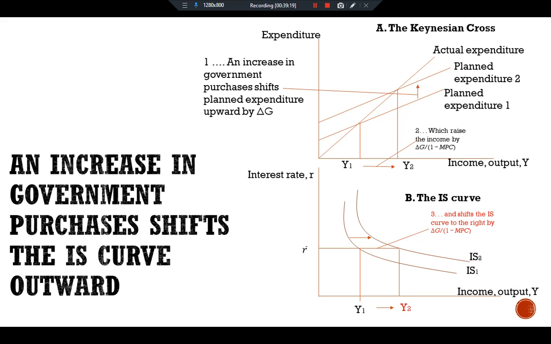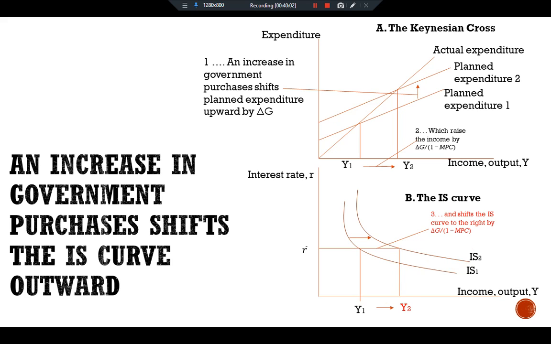Okay, let's conclude the discussion. In summary, the IS curve shows the combinations of interest rate and level of income that are consistent with equilibrium in the market for goods and services. The IS curve is drawn for a given fiscal policy. Changes in fiscal policy that raise the demand for goods and services shift the IS curve rightward. Changes in fiscal policy that reduce the demand for goods and services shift the IS curve leftward. So this is all about the goods market and the IS curve.